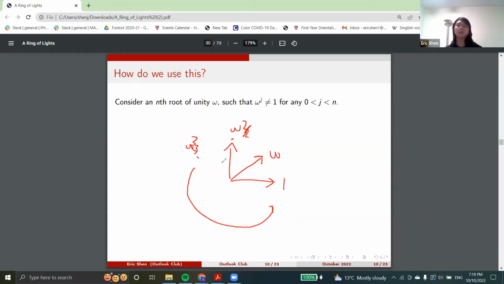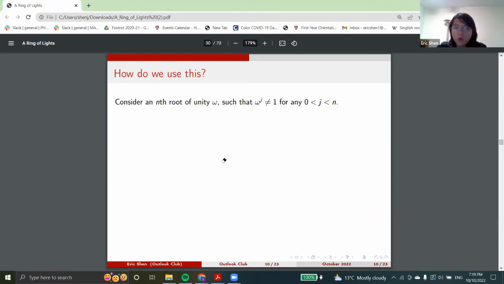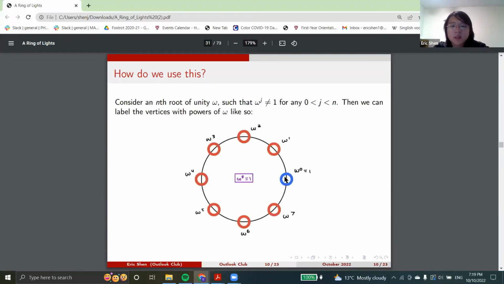It would make sense to attach these powers of omega to these rings of light. How we can do that is shown in this little diagram here, where we attach 1 to the first light, the 0th light, which is lit up. And for every other light going counterclockwise, we attach the next power of omega: omega to the 0, omega to the 1, omega squared, and so on.